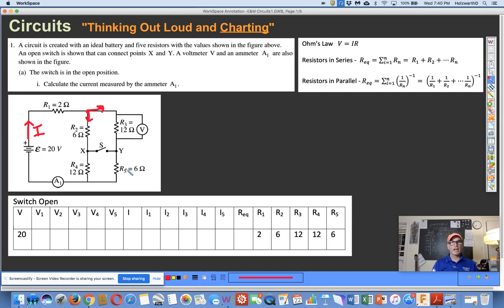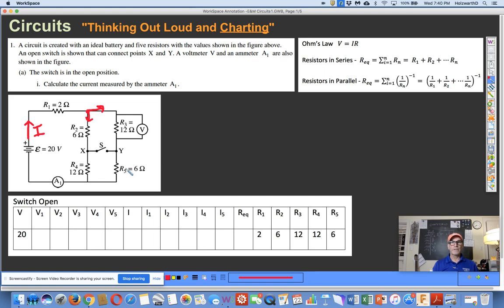All right. Let's read the question just for the sake of the question, because sometimes I don't read the question, I just start charting. But let's read it just for the sake of expediency. A circuit is created with an ideal battery and 5 resistors with the values shown in the figure below, not above. An open circuit is shown that can connect points X and Y. So at a later time, we are going to throw that switch, and different things happen.